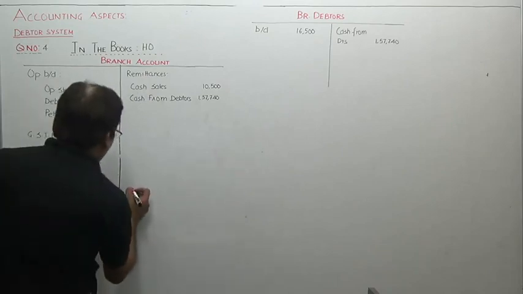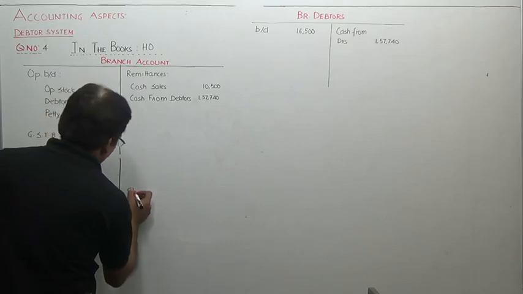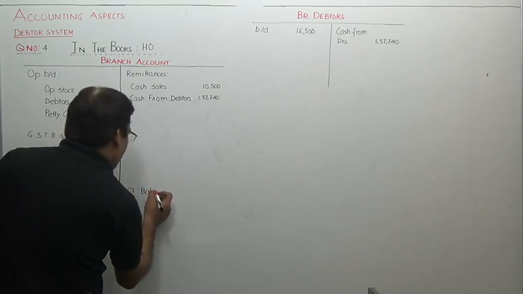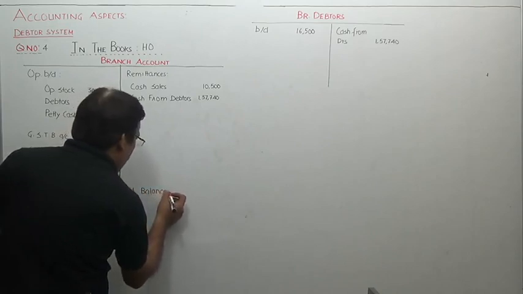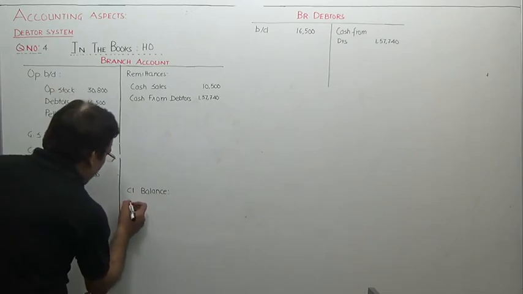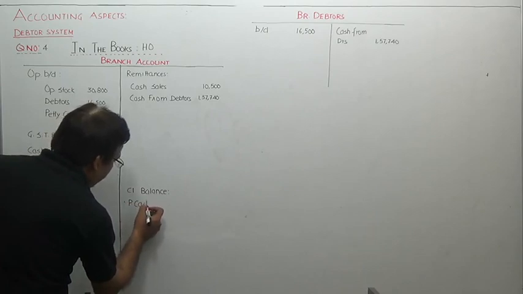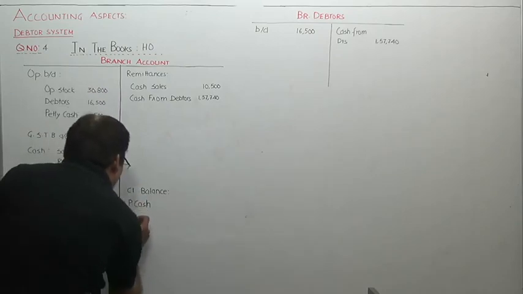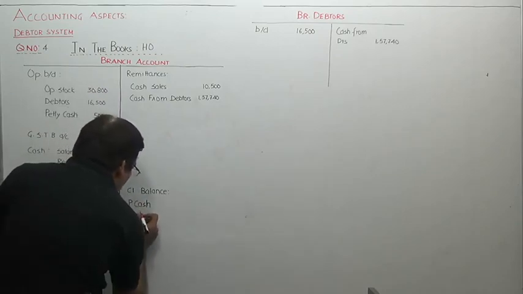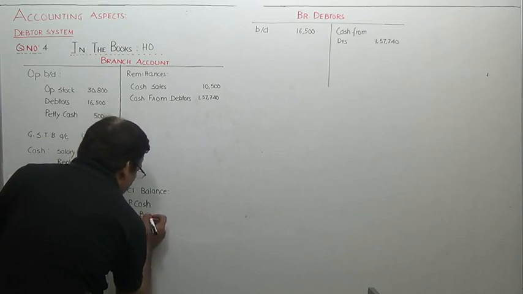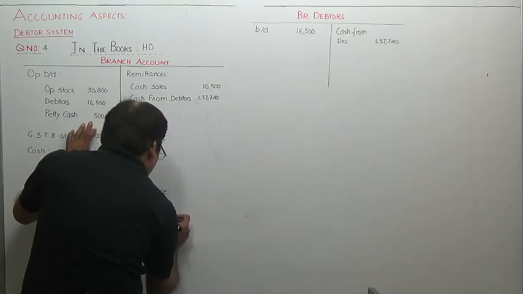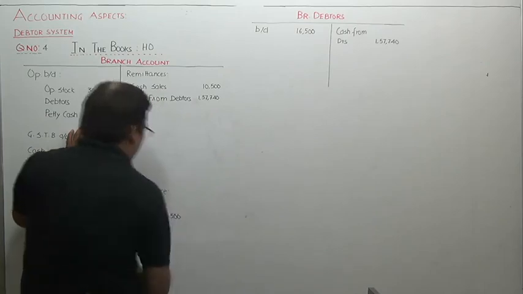When I am going to write the closing balances, I will have to be a little bit alert. When I am going to write the closing balance of petty cash, I will have to write it this way around. Petty cash. See here, I will write opening balance. Opening balance of petty cash given to you is actually 500. Correct? This is the opening balance.